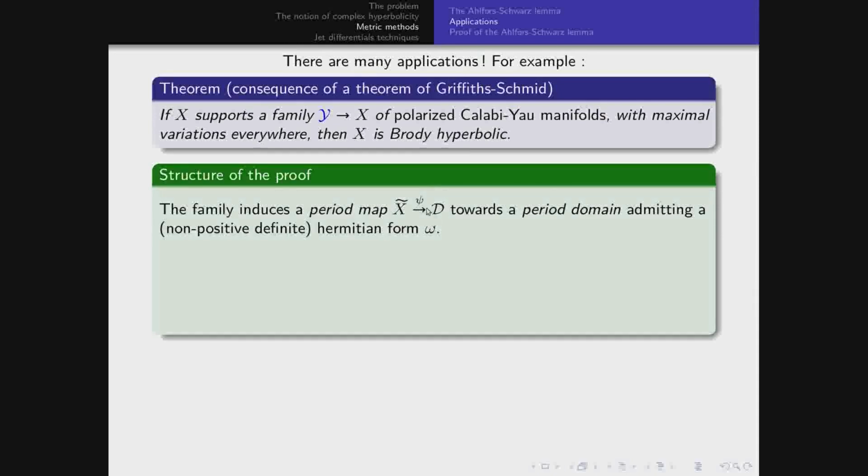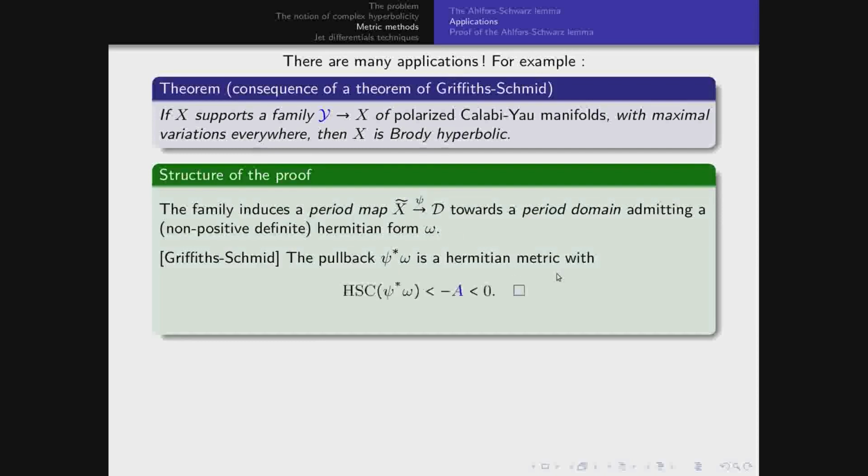And now you can see by the theory of variations of Hodge structures that on such a period domain you have a non-positive definite Hermitian form with some curvature properties, and the consequence of some computations by Griffiths and Schmid is that you can pull back this Hermitian form towards X tilde and get a Hermitian metric with holomorphic sectional curvature which is bounded from above by a negative constant. And the assumption of maximal variations, I can say that it means simply that psi here is immersive.